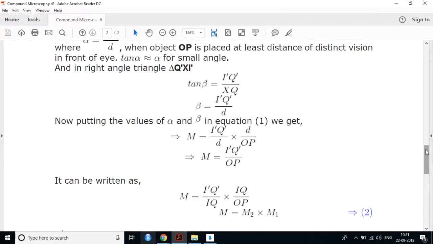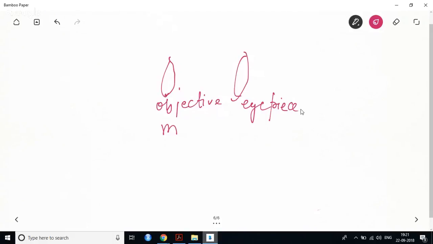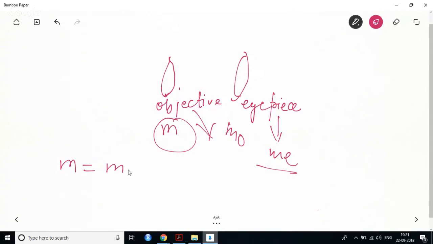The magnification m. Try to understand, guys: if two convex lenses are there, suppose this is one convex lens which is my objective, and suppose this is my eyepiece. There would be one magnification by this, which I call MO, and one magnification by this, which I call ME. So the final magnification would be equal to MO into ME, as simple as that.